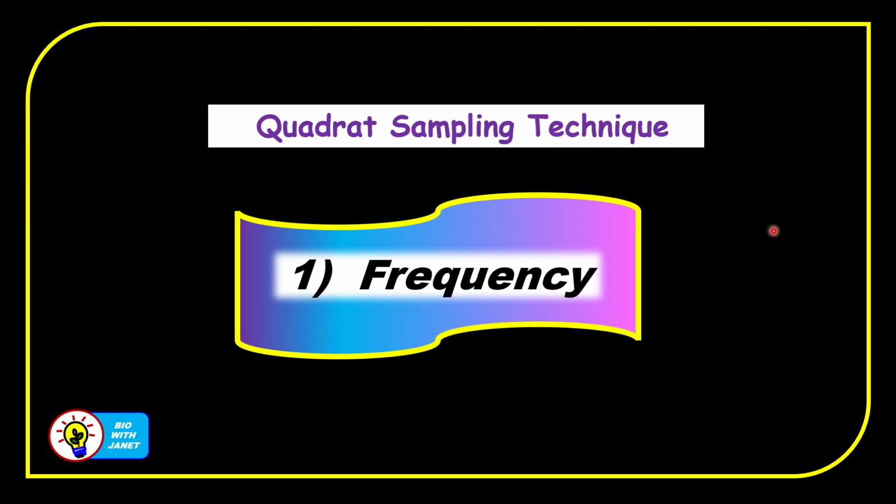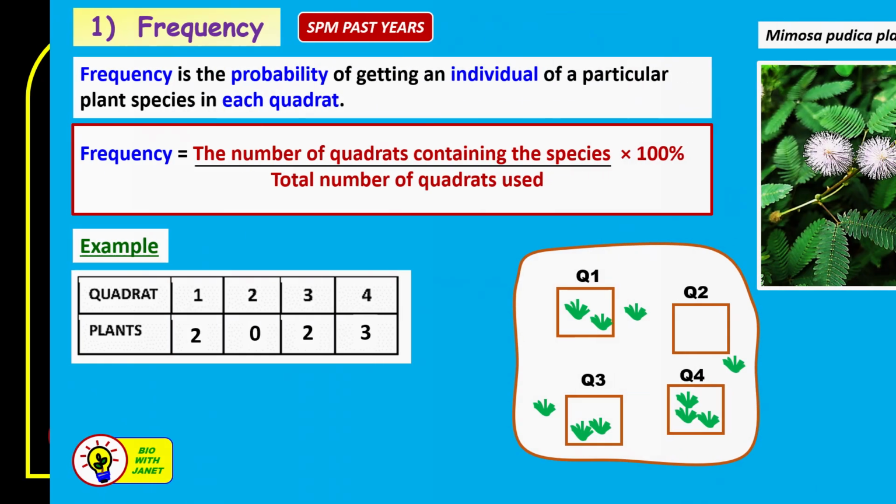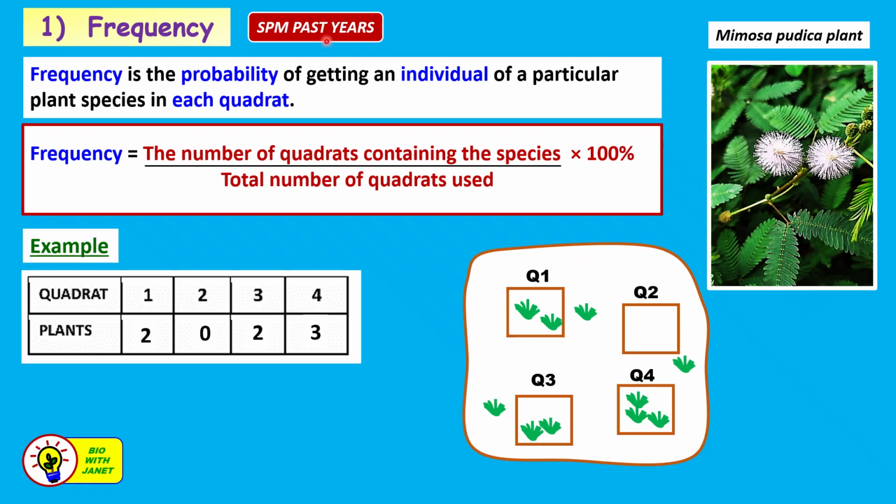Now let's discuss the first parameter, which is frequency. The first parameter or factor is frequency. Frequency is the probability of getting an individual of a particular plant species in each quadrat. For example, out of a total number of quadrats, like 5 quadrats, how many contain the plant species? Whether it's one individual or more, doesn't matter, as long as there's at least one. Okay? So the frequency equals the number of quadrats containing the plant species divided by the total number of quadrats used times 100% to convert it into a percentage. So the frequency is a percentage, right?